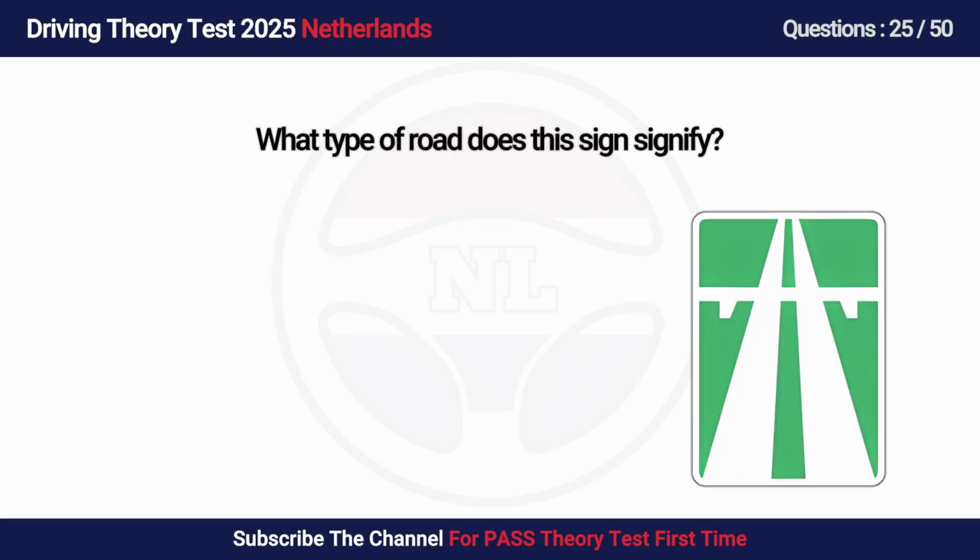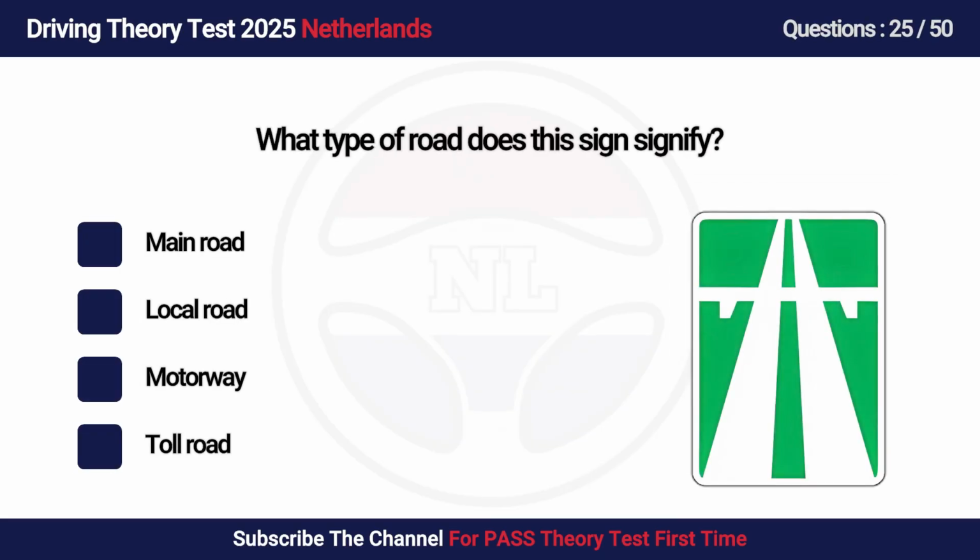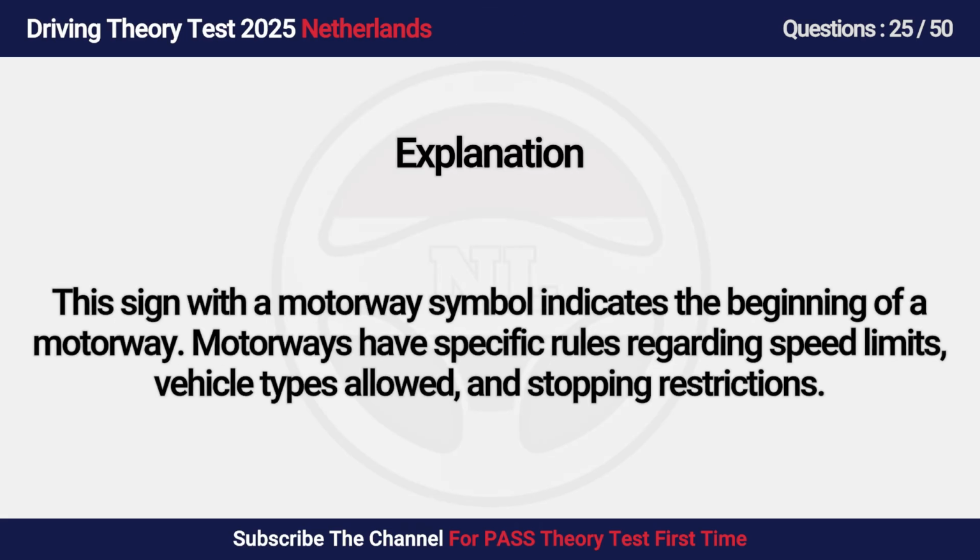Question 25. What type of road does this sign signify? A. Main road. B. Local road. C. Motorway. D. Toll road. Answer is C. Motorway. This sign with a motorway symbol indicates the beginning of a motorway. Motorways have specific rules regarding speed limits, vehicle types allowed, and stopping restrictions.